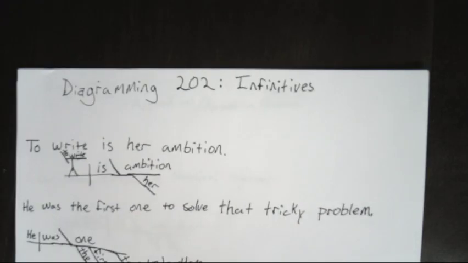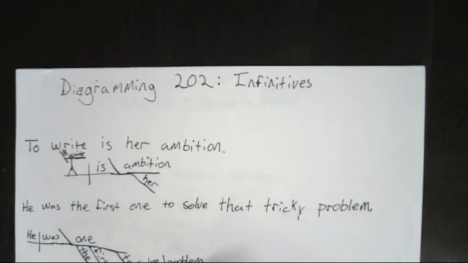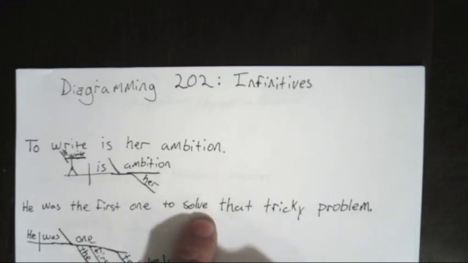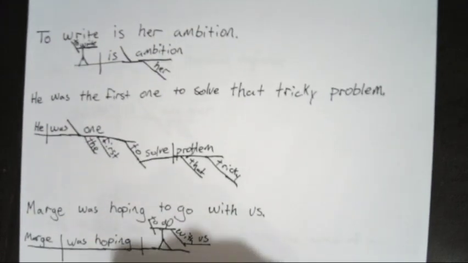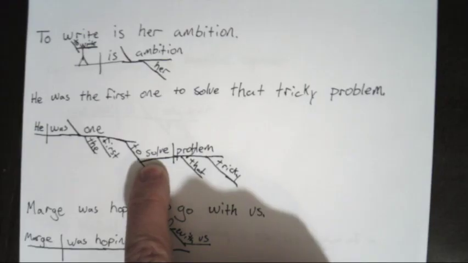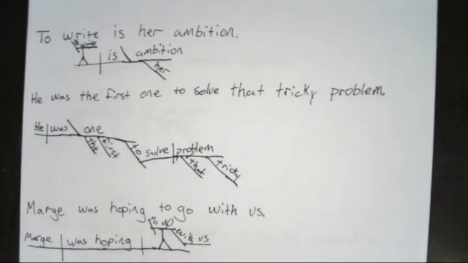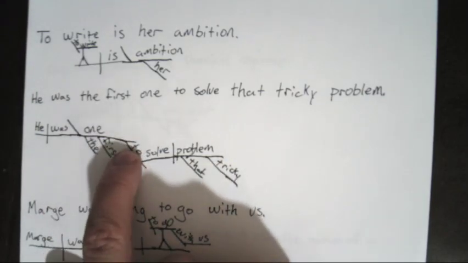Because sometimes, like this one, he was the first one to solve that tricky problem. Well, to solve is our infinitive, right? So if we look down here, we've got to solve, right? But we don't have it on a stick figure. Why not? Because it's modifying one. It is acting as an adjective.